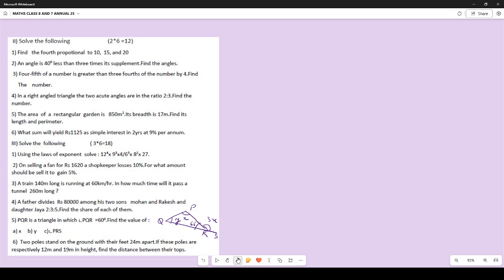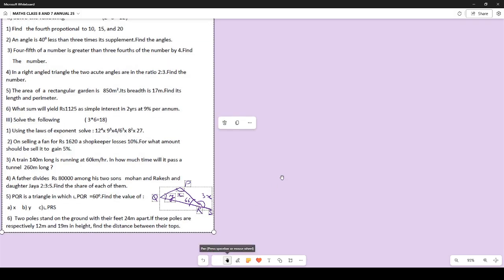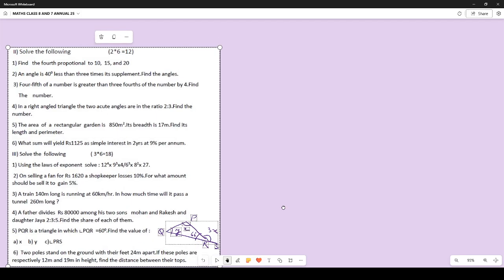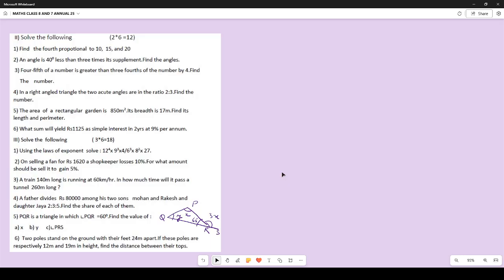Let me change the color of the pen. Alright, so let us take this over here. We can pull this up a little bit ahead, this a little bit down. Okay, right. Find the fourth proportional to 10 is to 15 is to 20 is to x.